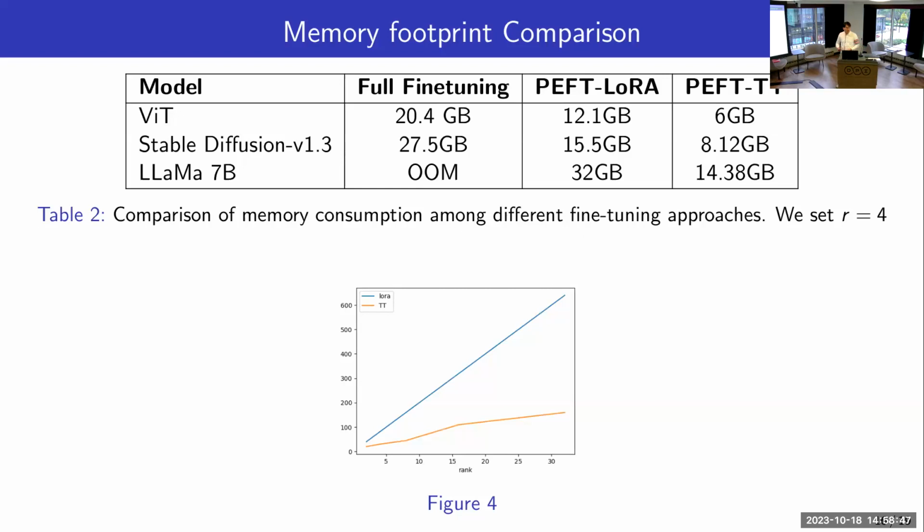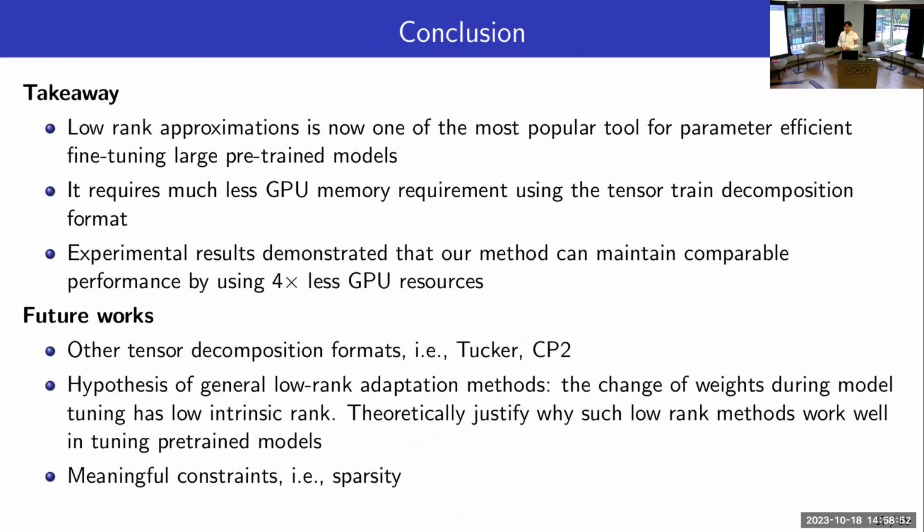So in conclusion, the main takeaway is that we just went through how low rank approximations or decomposition formats can be helpful for parameter efficient fine-tuning of large pre-trained models. It's now the most popular tool in the machine learning community. And low rank approximations require much less GPU memory while maintaining comparable performance with full fine-tuning. And there are many interesting future works that need to be discovered.